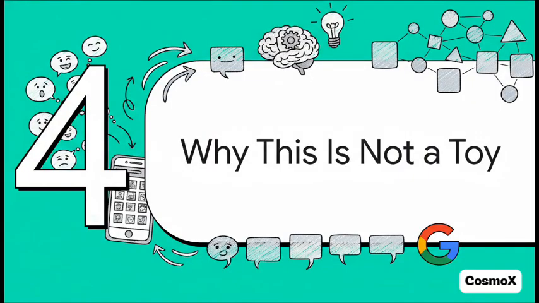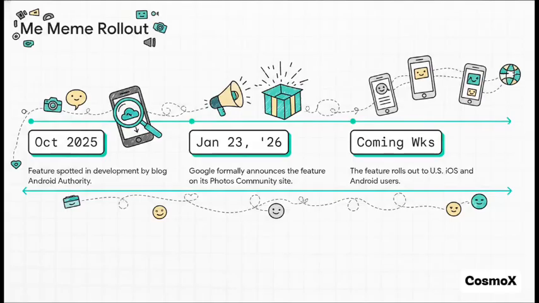So yeah, Meme might seem like just a toy, right? But it's actually playing a really serious role in Google's grand plan. Let's dig into why this is so much more than just a passing fad. And this timeline really tells the story. I mean, it was spotted months ago while it was still being built. Then we got the official announcement, and now it's rolling out. This wasn't a whim. This shows a very deliberate, planned-out strategy for what looks like just a silly little feature. It's a calculated chess move.